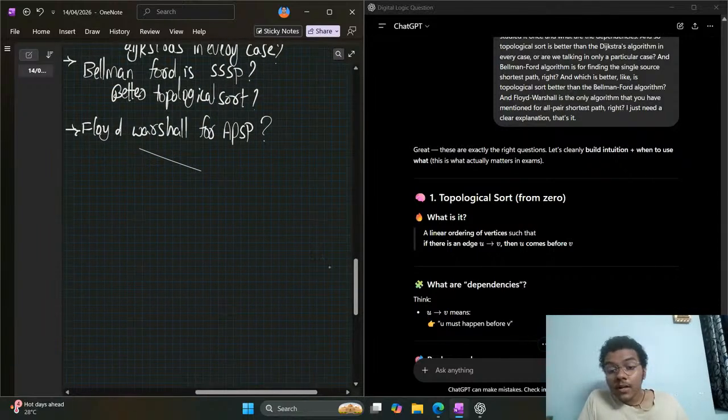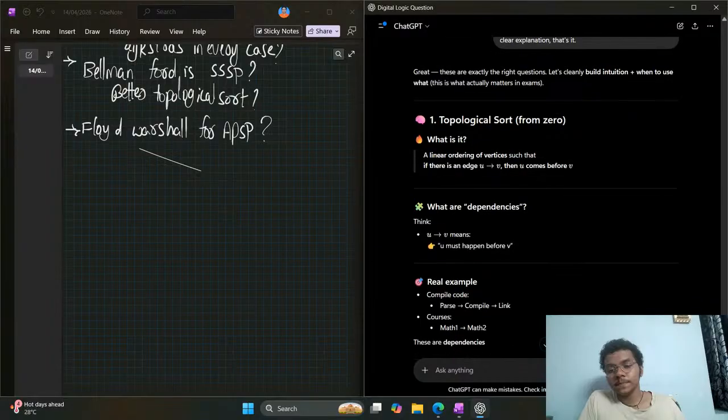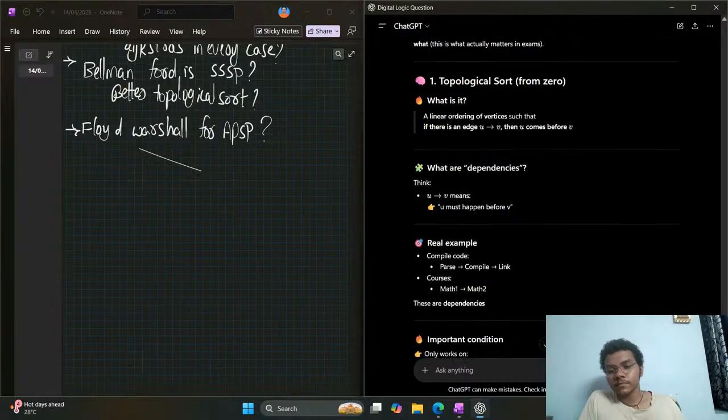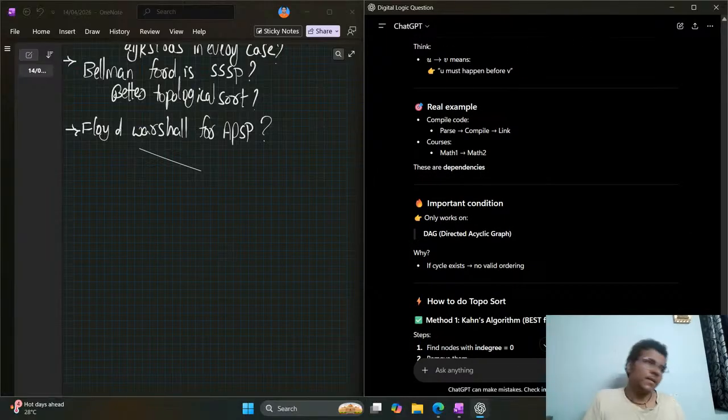A linear ordering of vertices such that if there is an edge u to v, then u comes before v. Okay.